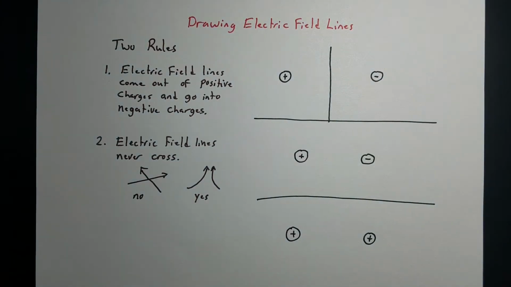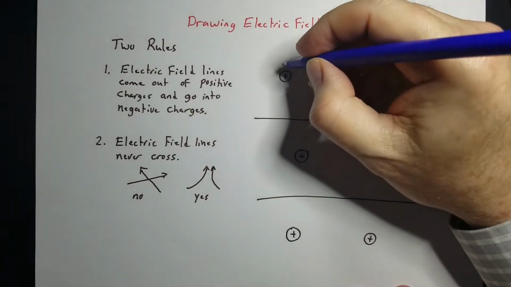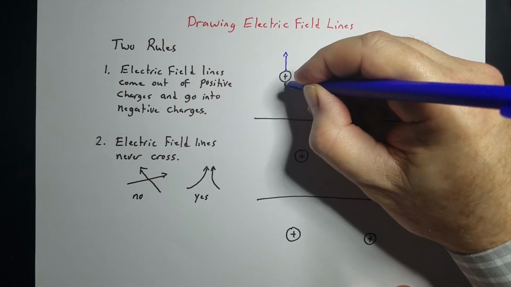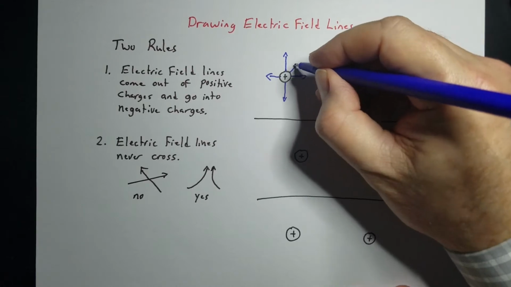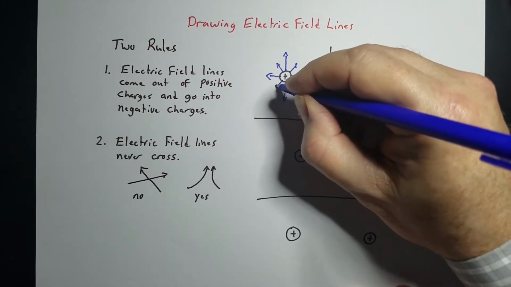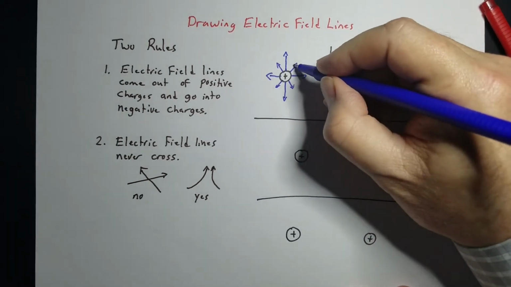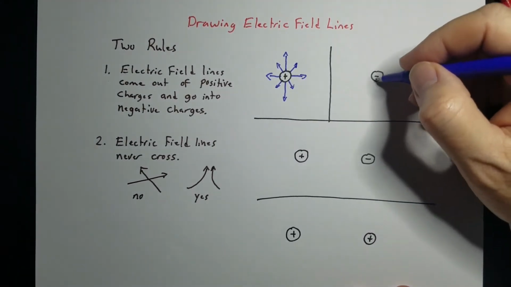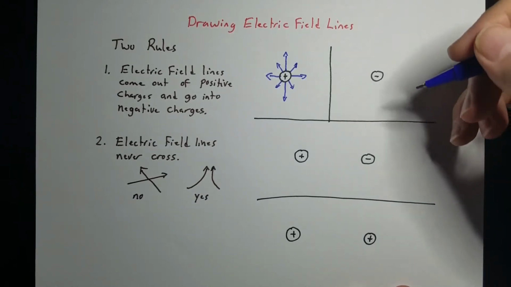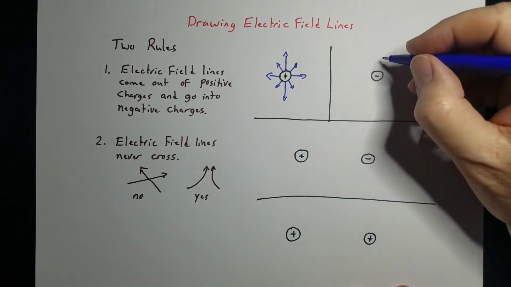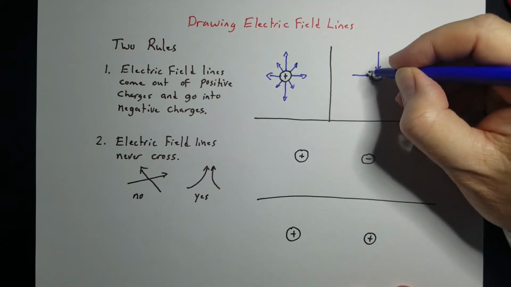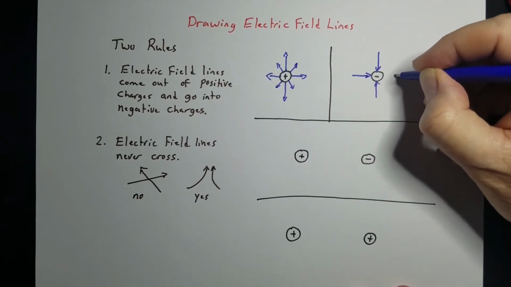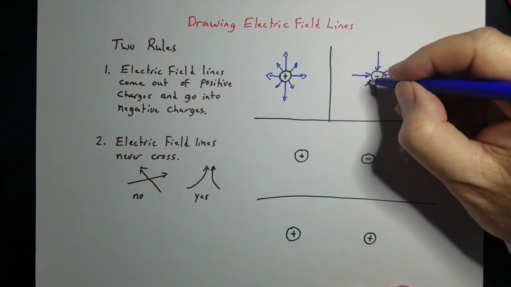So for this one, I've got a positive charge, so this is going to be a proton, or maybe just some object that's charged positively. The electric field lines come out radially from that charge as best you can, and the more lines, the stronger the field. They should always end in arrowheads. For this one, that's a negative charge, so that's an electron or something that's got an excess of electrons, so it's negatively charged. The electric field lines go into the negative charges. So they come out of positive charges and go into negative charges.